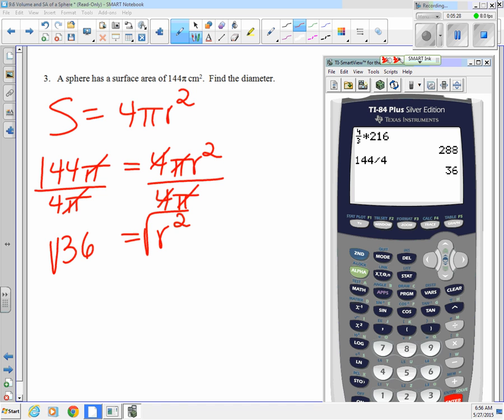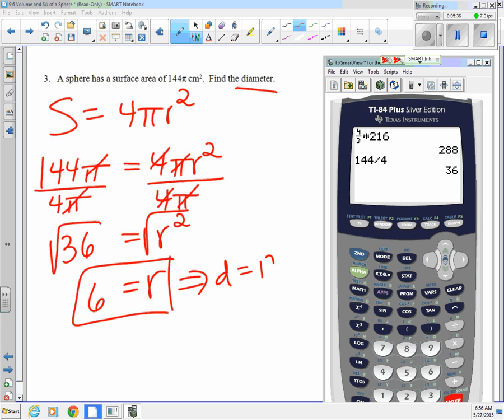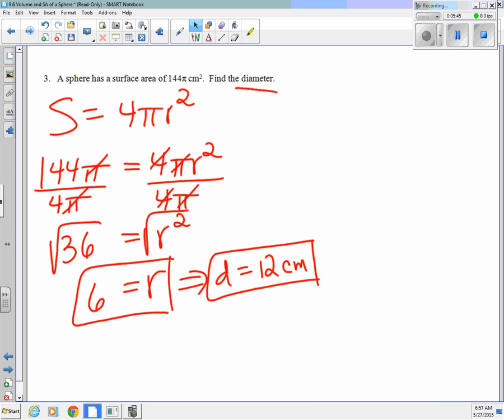I can then take the square root. I get r equals 6. That's my radius. They wanted the diameter. So I can say the diameter would be 12 centimeters. Notice the diameter is a length, so my units are not square. My units are just normal centimeters. Okay.